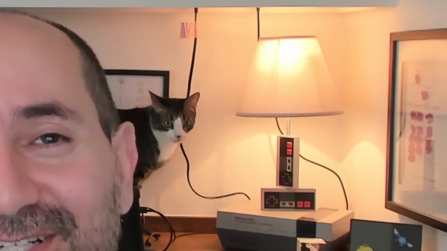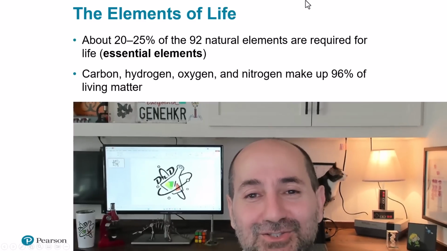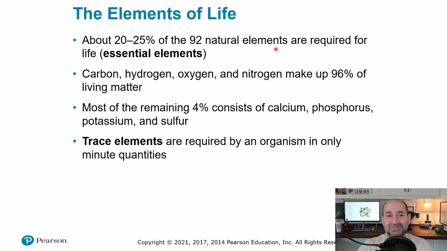Now, on the periodic table of elements, 92 are natural elements. And of those 92 elements, 20 to 25% are required for life. These are known as essential elements for life. And of those elements, only 4.